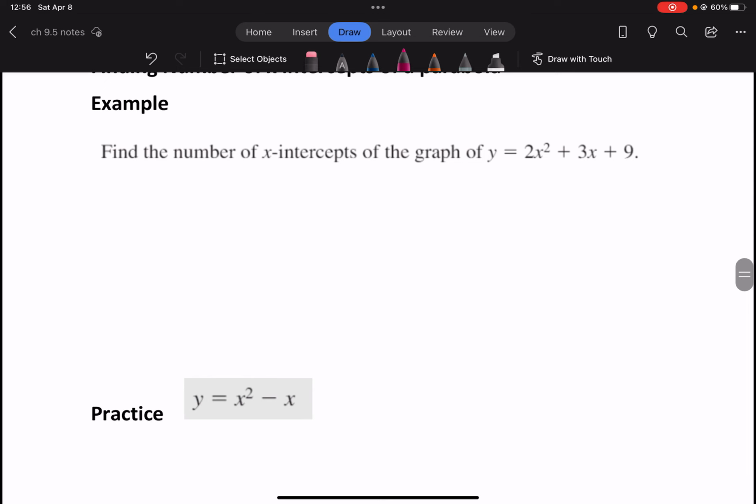And it also tells me the number of x-intercepts. This is already in standard form. The number of solutions is the number of x-intercepts. So let's look at it.